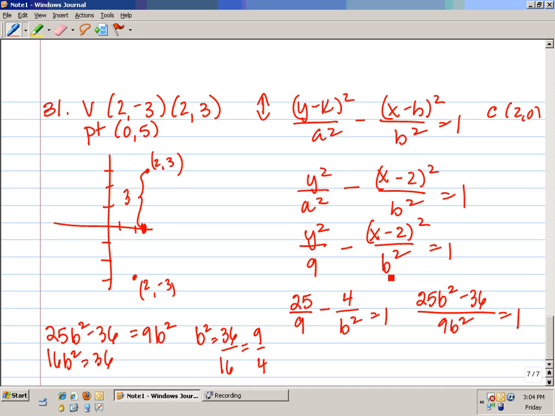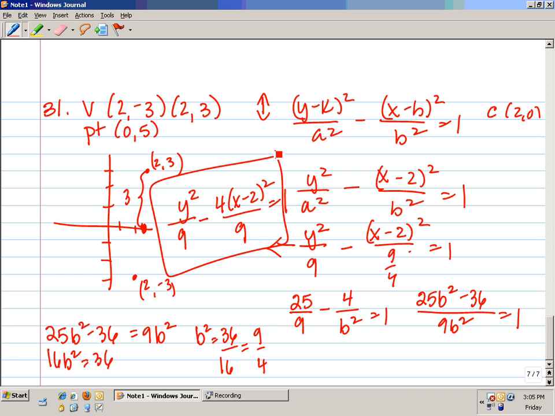So I come back to b squared, and if I put 9/4 in here, that would be awkward. So we flip it, and it becomes y squared over 9 minus 4 times x minus 2 squared over 9 equals 1. Oops, I cut my 1 off. Let's try this again. There. Okay, and there is our answer.